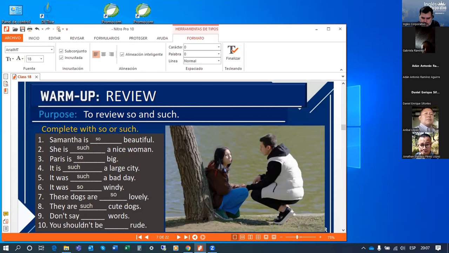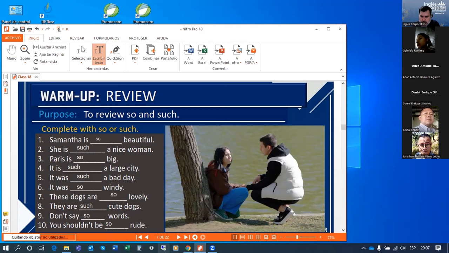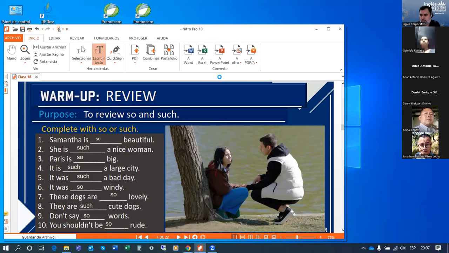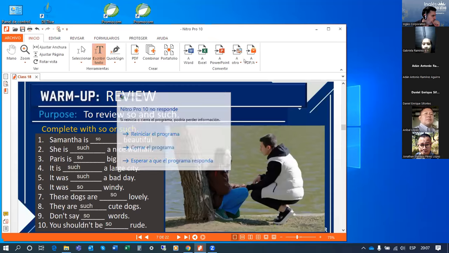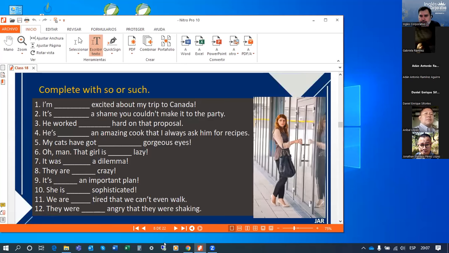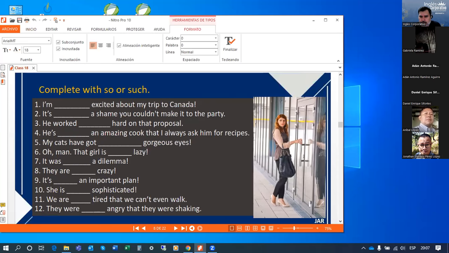Don't say it's so worse. So worse. You shouldn't be so rude. So rude. Okay. Grosero, dije. No debes de ser grosero. Next screen. I am so excited about my trip to Canada. So excited. It's such a shame you couldn't make it to the party. You work so hard. So hard on that proposal.